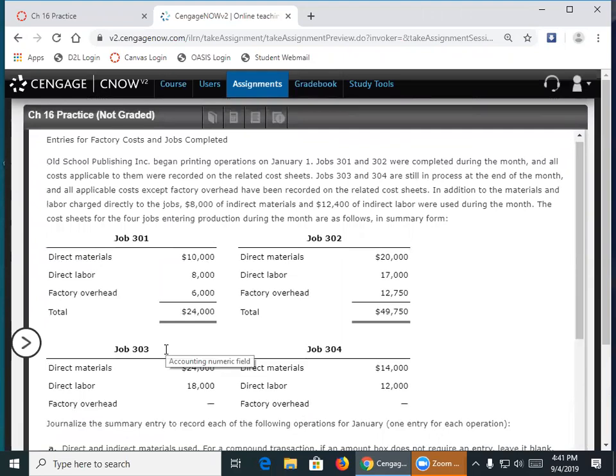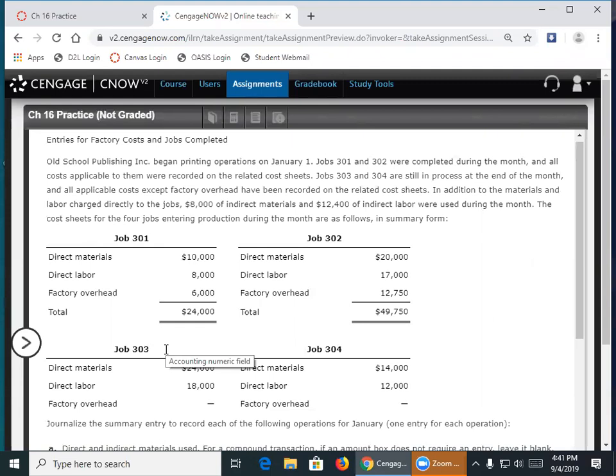So this one's really looking at job costs and trying to figure out, we have some things we want to figure out and calculate completed costs, calculate how much was completed and things of that nature. Okay, so we're going to do some journal entries and calculate completed job costs.